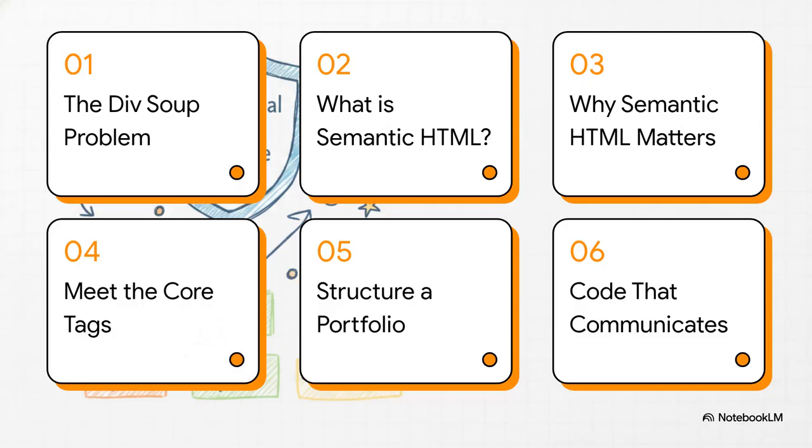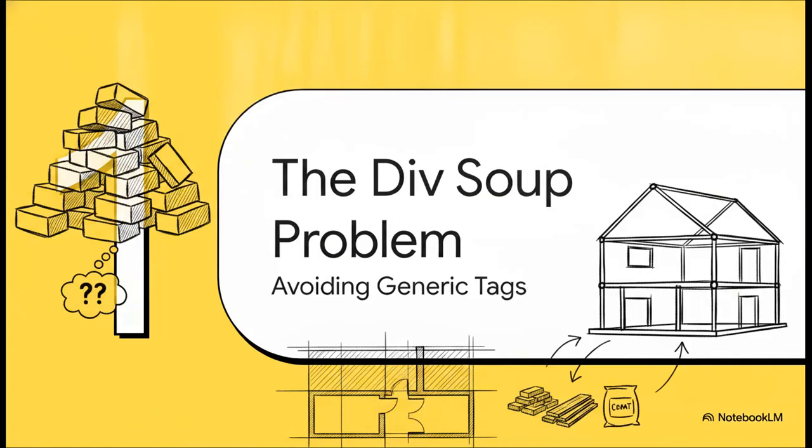So here's our roadmap for today's Explainer. We'll start with the div soup problem, then cover what is semantic HTML, why semantic HTML matters, meet the core tags, structuring a portfolio website, and we'll wrap it all up with code that communicates. All right, let's jump right into section 1, the div soup problem and avoiding generic tags.